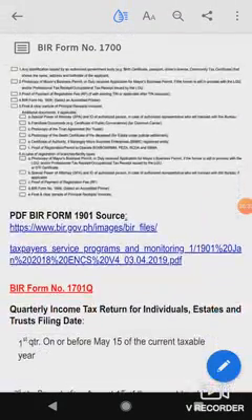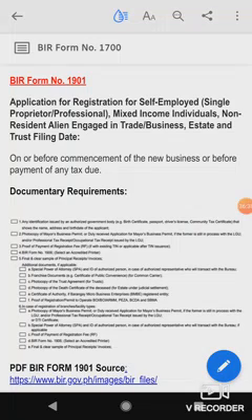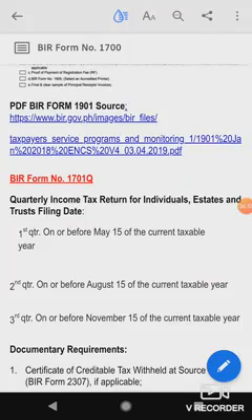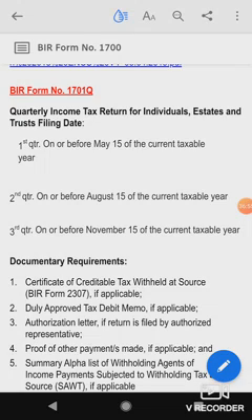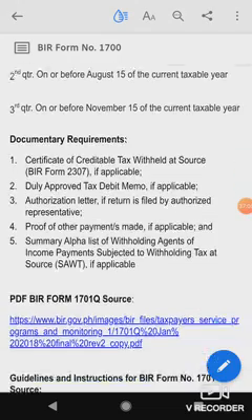Okay, so those are the requirements for 1901, which is the registration form for self-employed, single proprietor, professionals, and mixed income individuals who are engaged in trade, business, estate, and trust. We have the BIR Form 1701Q, the quarterly income tax return for individuals, estates, and trusts. Filing dates are May 15, August 15, and November 15. First payment is May 15, August 15 is the second, and the last payment is November 15.